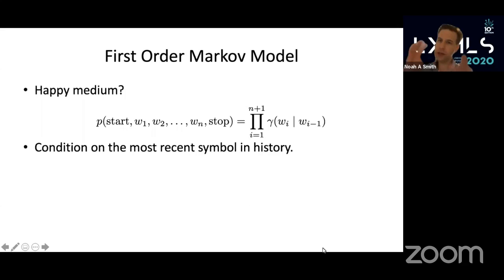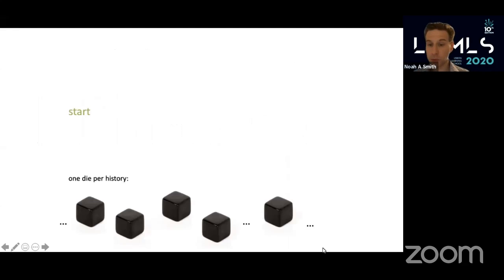Okay, so here's a model that's sort of in between the two. It's called a first order Markov model. And maybe it's a happy medium between the history-based model that sort of just memorizes the data and can't generalize well, can't deal with new histories, and the unigram model, which makes a very strong, sort of linguistically stupid independence assumption. This model conditions each word on the single most recent symbol in the history, or the last word.